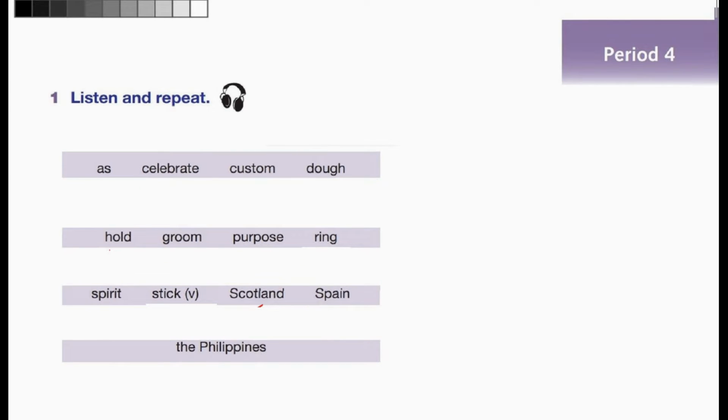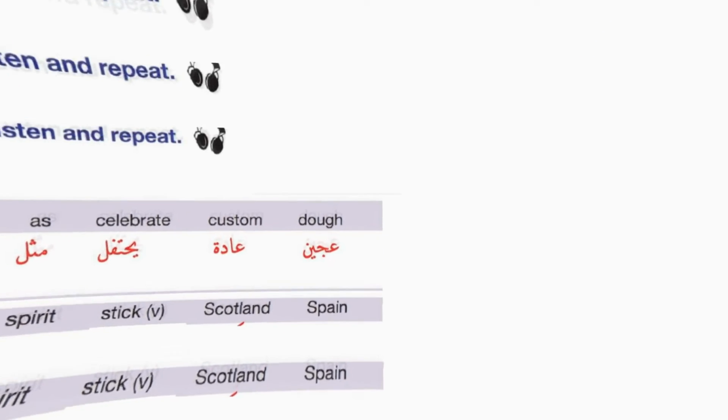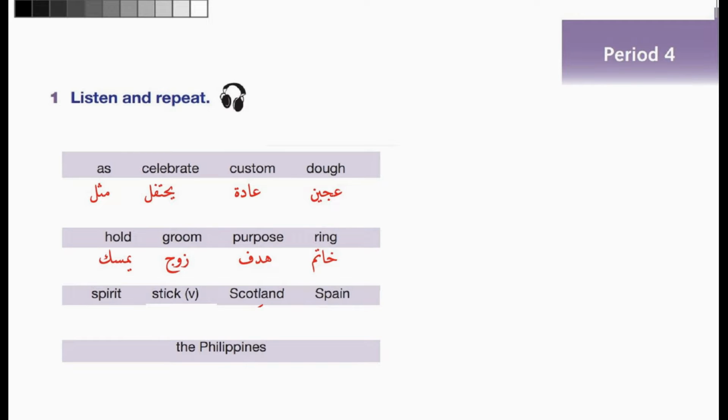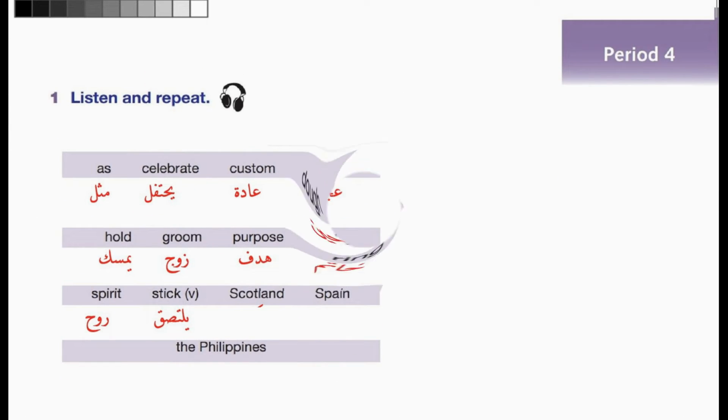Period 4. Activity 1. As. Celebrate. Custom. Dough. Hold. Husband. Purpose. Ring. Spirit. Stick. Scotland. Spain. The Philippines.